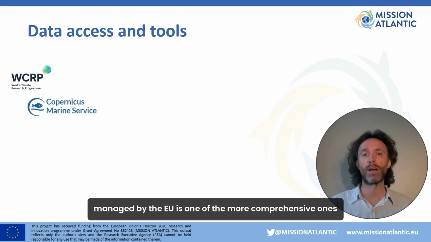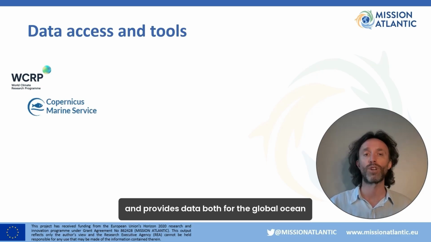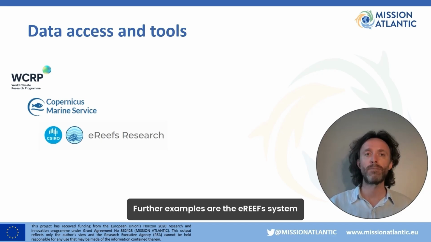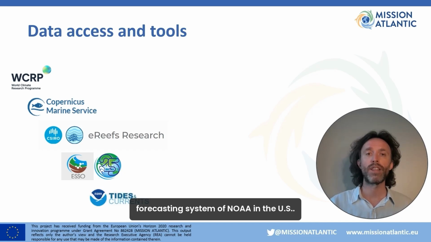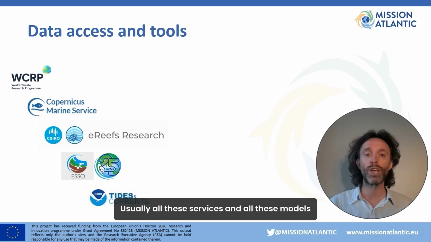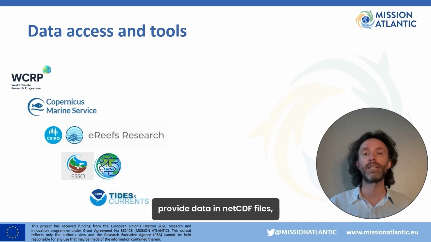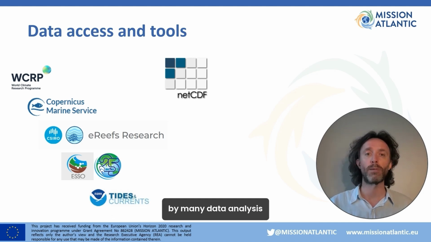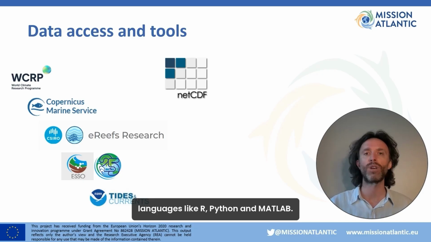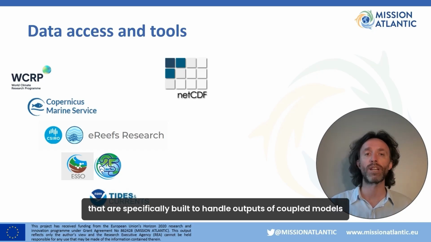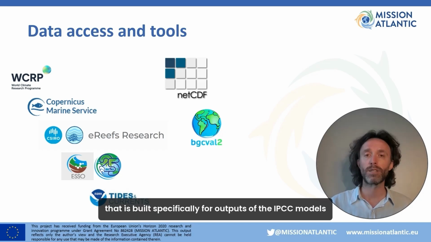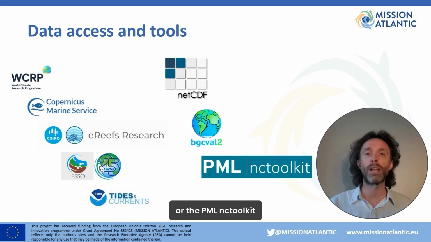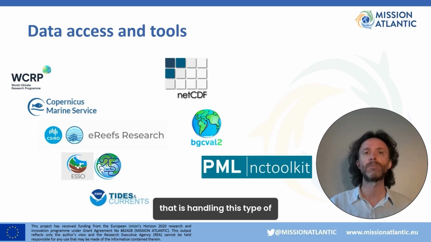The Copernicus Marine Service, managed by the EU, is one of the more comprehensive ones and provides data both for the global ocean as well as for the European seas. Further examples are the eReefs system for the Great Barrier Reef in Australia, the Integrated Indian Ocean Forecasting System managed by INCOIS, and the Ocean Forecasting System of NOAA in the US. Usually all these services and models provide data in netCDF files, a file format that can be read and manipulated by many data analysis languages like R, Python, and MATLAB. There are also software packages specifically built to handle output of coupled models like the one that I've just described, like BGC Val2, which is built specifically for output of the IPCC models, or the PML NC toolkit, which handles various types of coupled marine model systems.